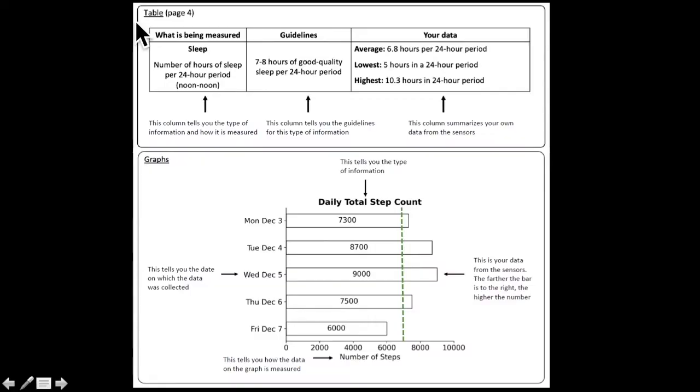This video is to help you understand the information that you will find in your feedback form. This information can be found on page 2 of the report. You will find a summary table within this report.